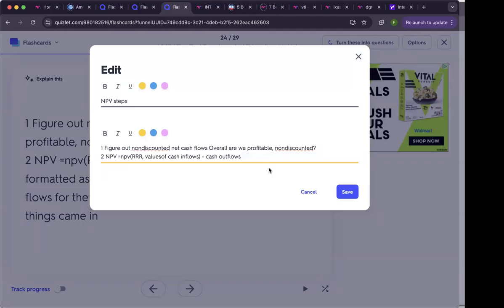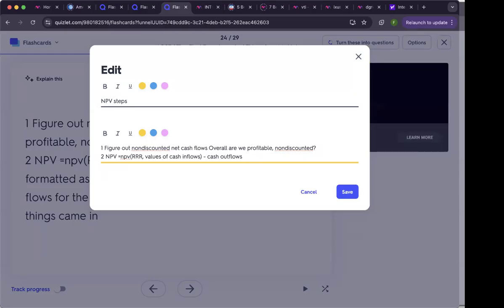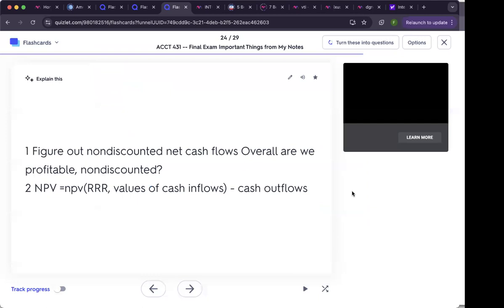Because basically when we did it by hand in the homework, you could see that the cash outflows for those initial capital investments happen in year zero. So for NPV, nothing happens there. So you just subtract them outside of the NPV equation.